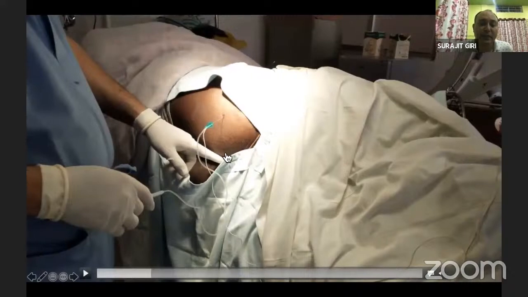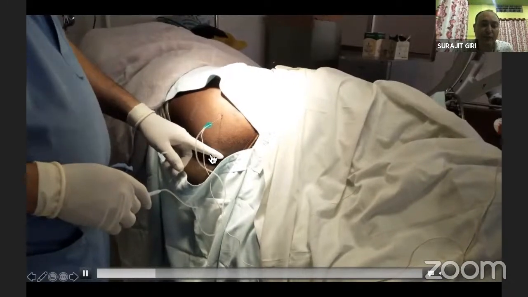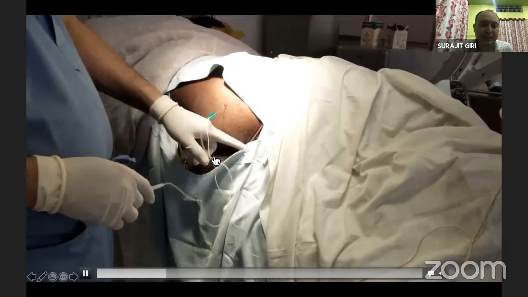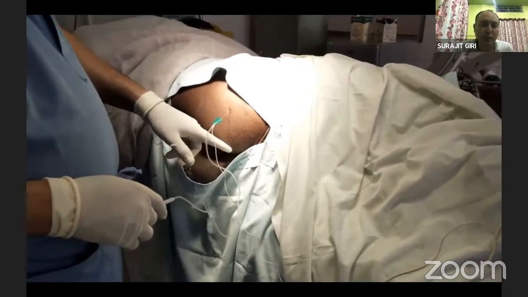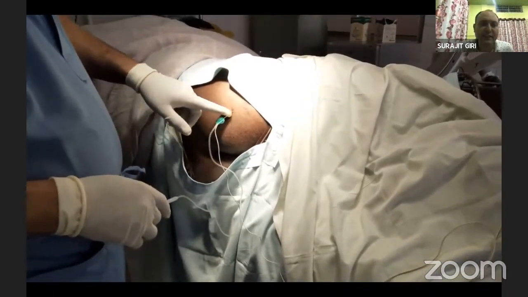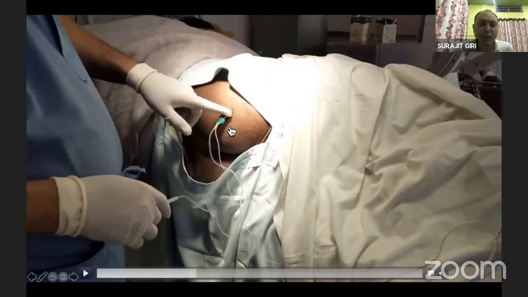In this patient, the intergluteal sulcus length was around 14 centimeters. So I took the midpoint of the intergluteal sulcus, that is around 7 centimeters, and we went exactly 10 centimeters lateral from this point. This is the needle entry point. You see the needle is entered perpendicular to the skin, and this buttock should be perpendicular to the bed.